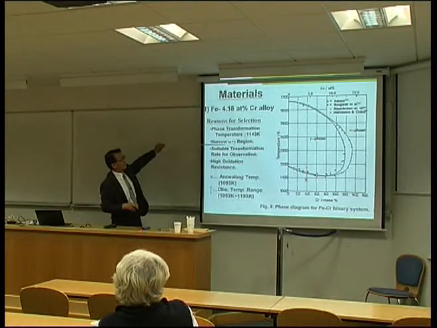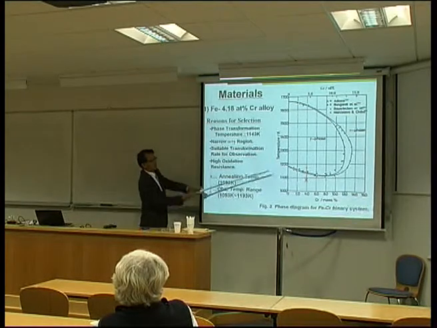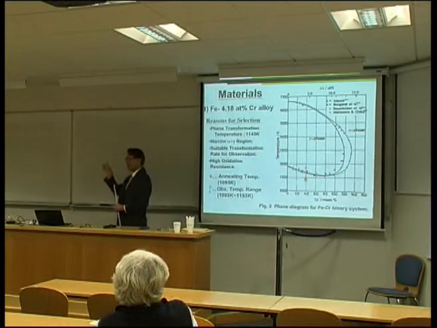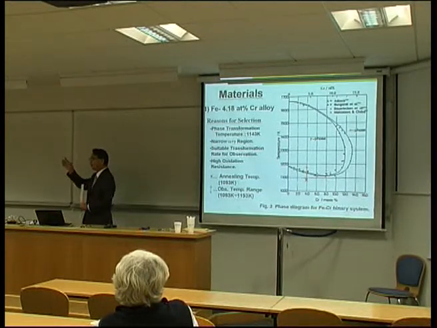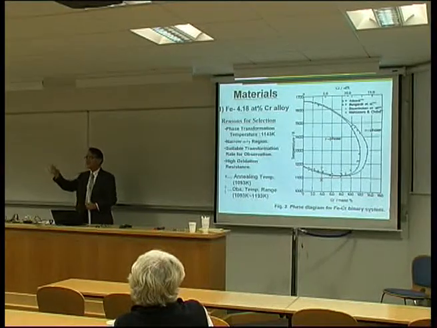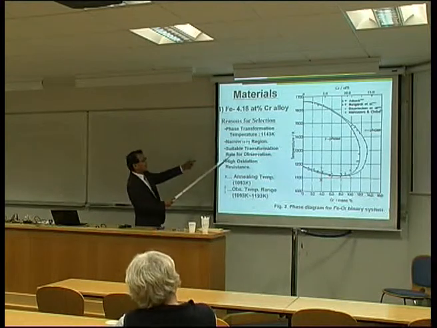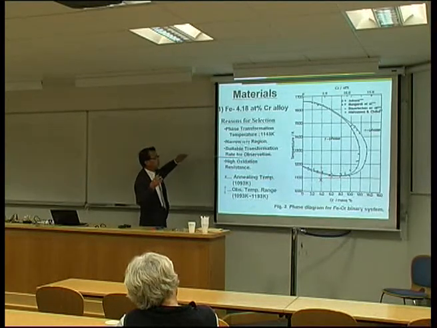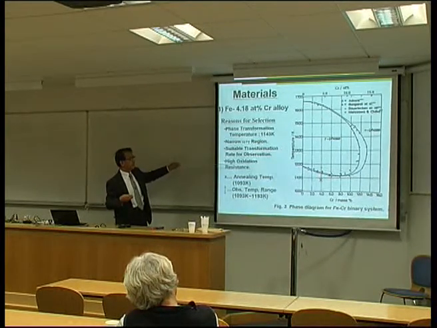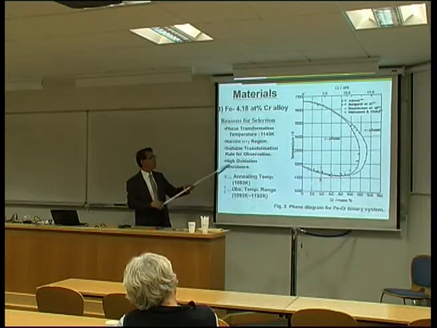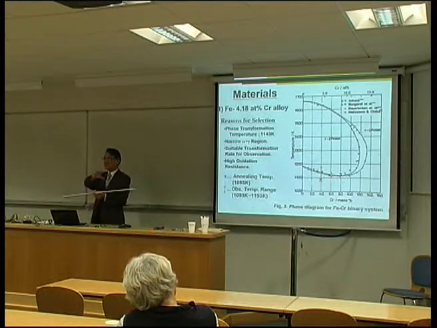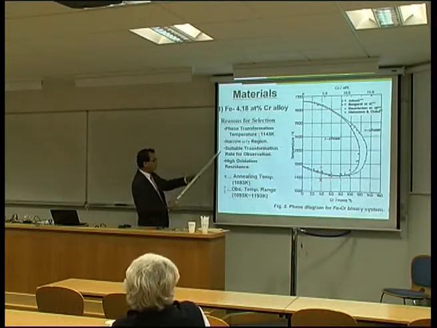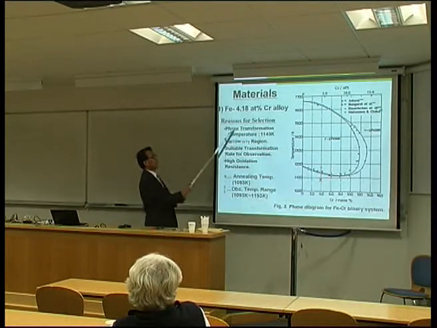Another second point is very important. Here is the alpha-gamma coexisting region, and that region is very narrow. This means the alpha-gamma phase transformation can occur rather isotropically, just as in pure iron. Also, the transformation occurs at an appropriate temperature for observation. And finally, this iron-chromium alloy has high oxidation resistance. Otherwise, during observation, if the surface is heavily oxidized, we cannot observe the phase transformation. Because of such reasons, we selected this material.